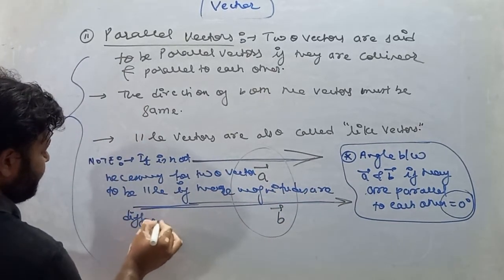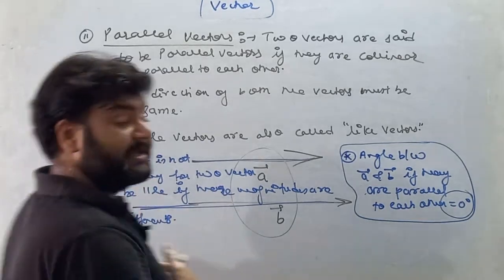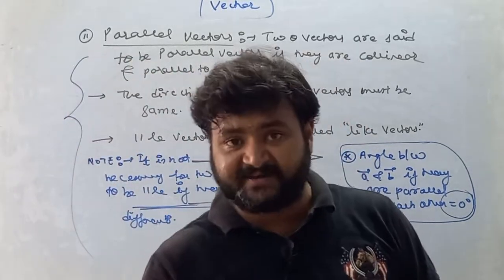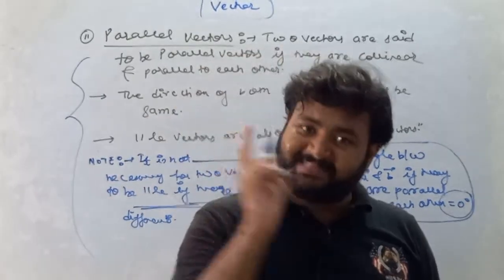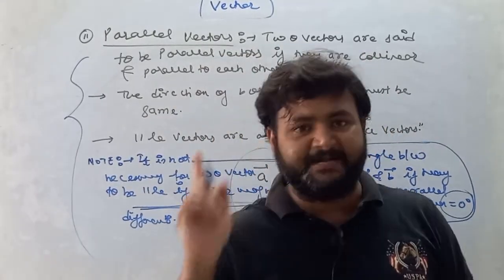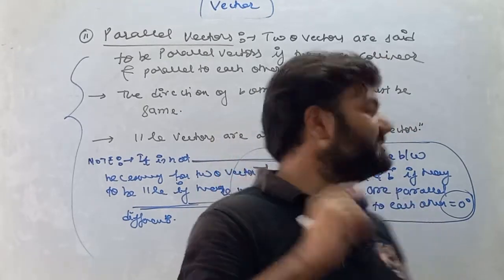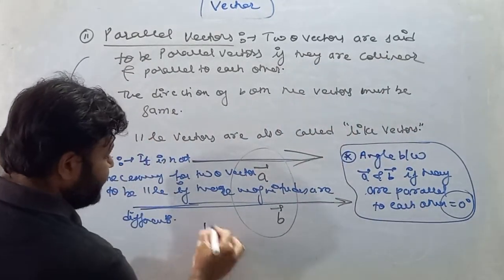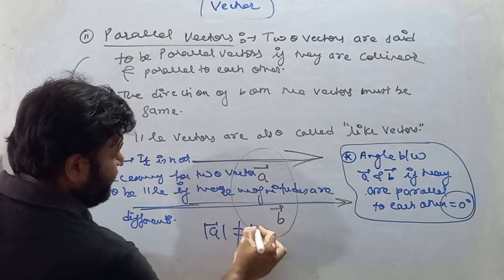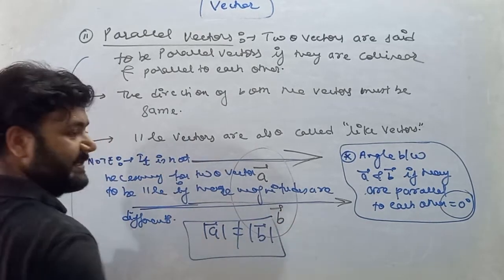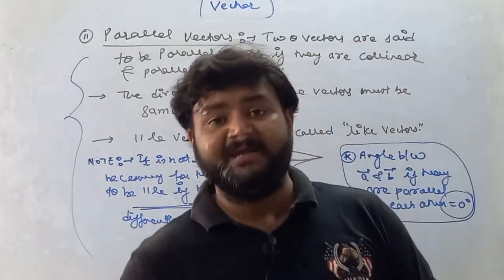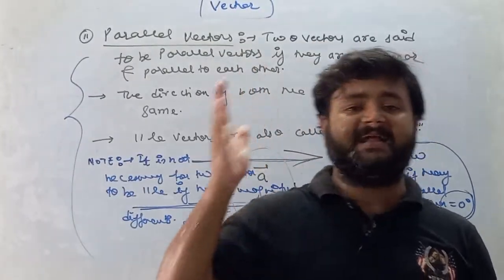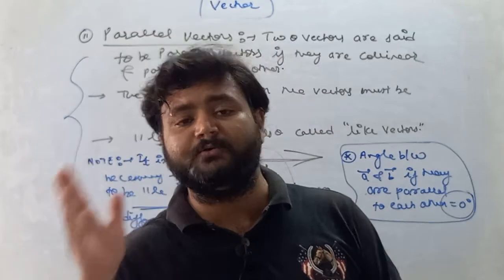If their magnitudes are different. So if the magnitude of two vectors is different but their direction is the same and they are parallel to each other, then also we'll say a vector and b vector are parallel to each other. So I'll write, if magnitude of a vector is not equal to magnitude of b vector, but direction of a vector and b vector must be same if we wish that a vector and b vector are parallel to each other.